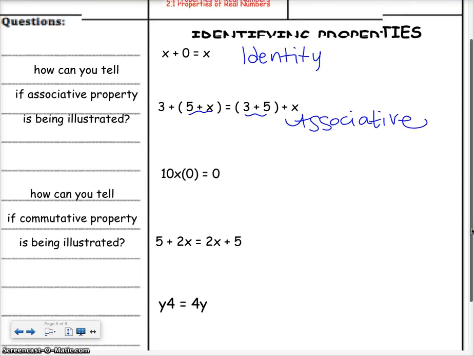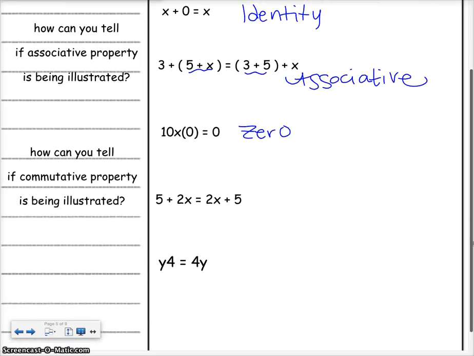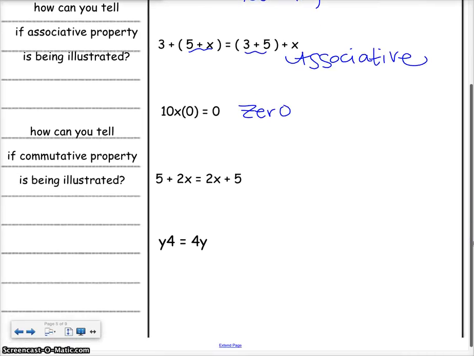10x times 0 equals 0. Zero property. Because it turned to 0. Remember, zero property, the whole thing turns to 0.